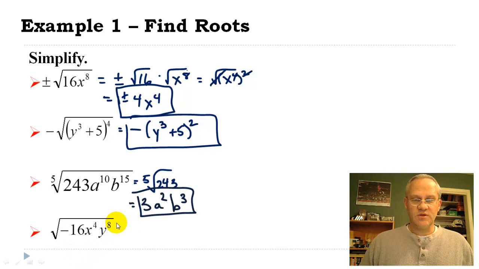All right, last one on this page here. Now, this should look a little familiar to you. Now, notice we've got not the negative out front, we've got a negative inside.